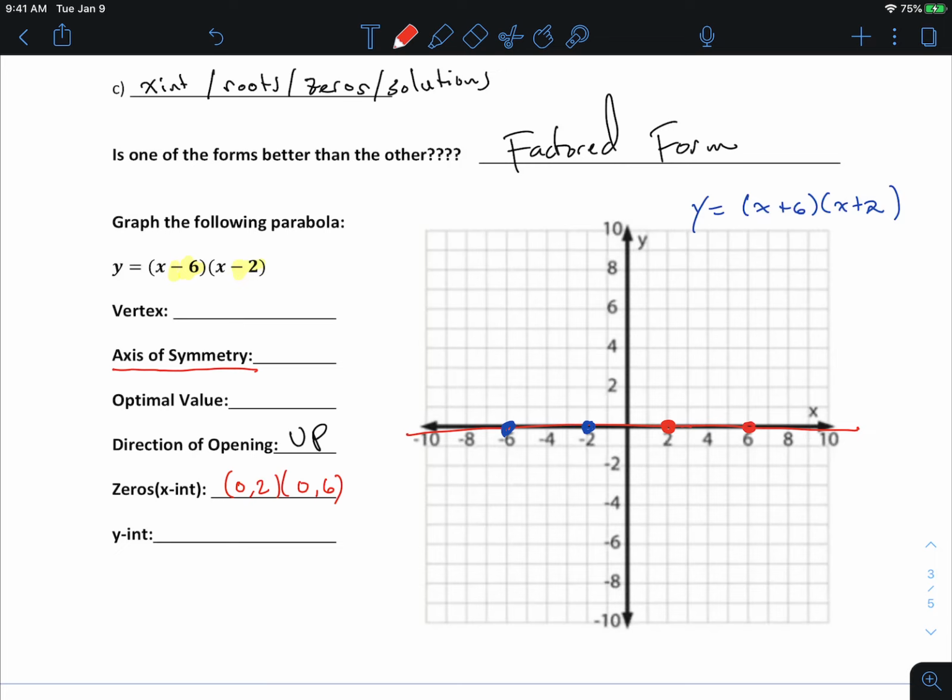Where is it? No, it wouldn't be 4. It'd be 0, 4. Yeah, no. It would just be 4. You'd write x equals 4. And you arrived at that because it's right in the middle of these two points, right? So here's your axis of symmetry.